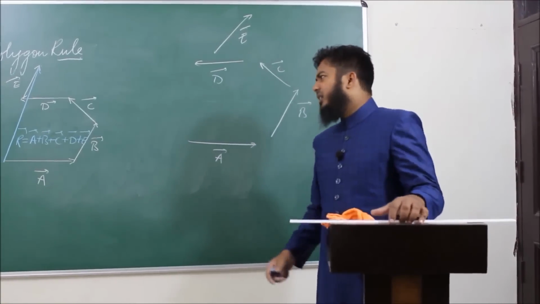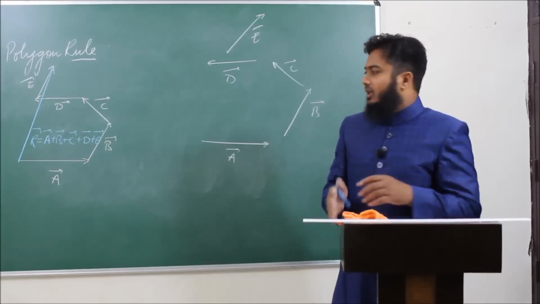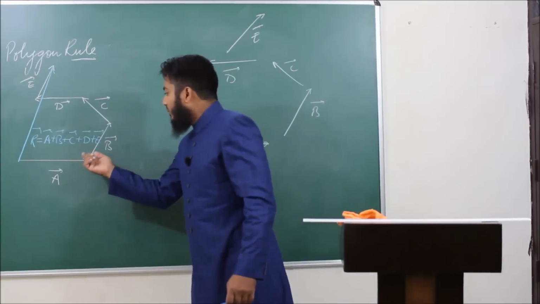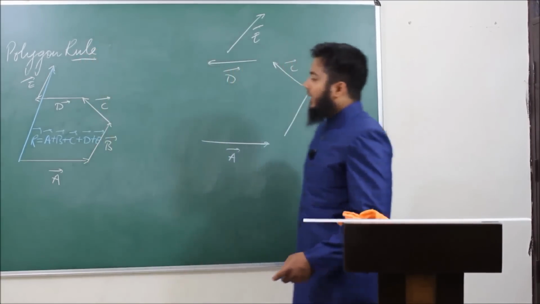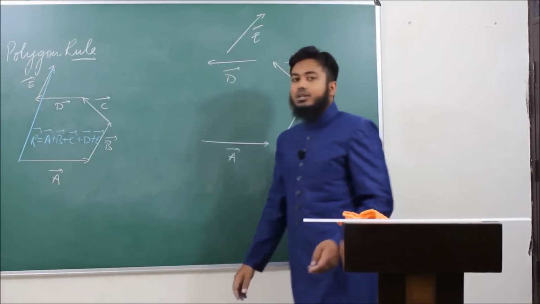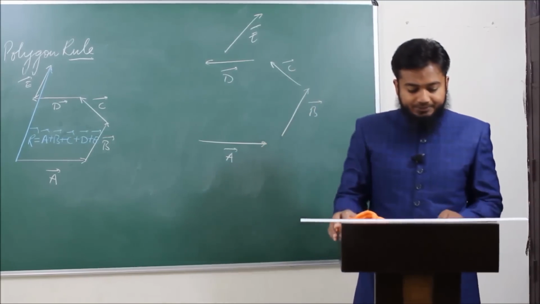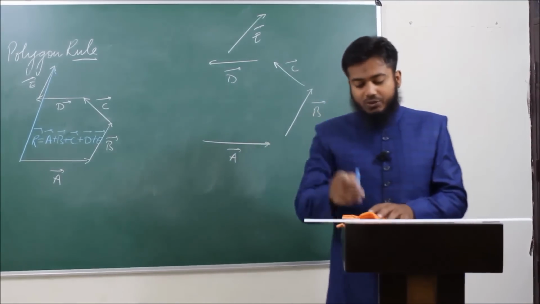Say if you have a number of displacements and you have to add all of them, then just keep on going from head to tail, and so on. And then initial tail को final head से join करो, that will give you the resultant of all the vectors. So this is the polygon method to find the resultant of more than two vectors.